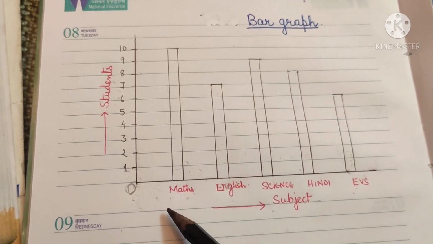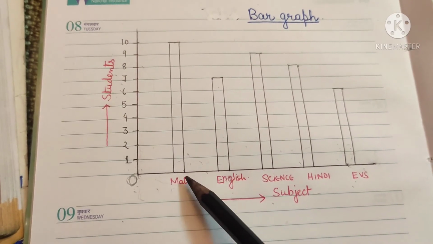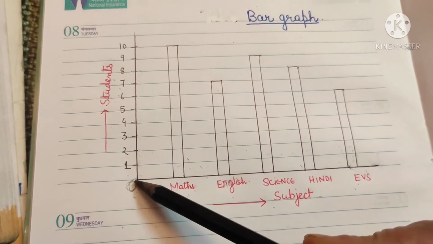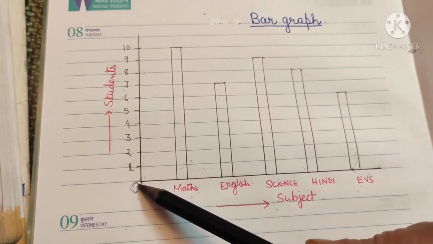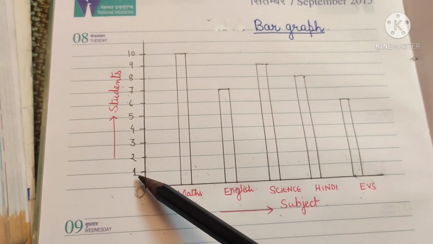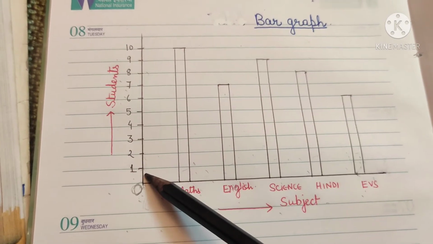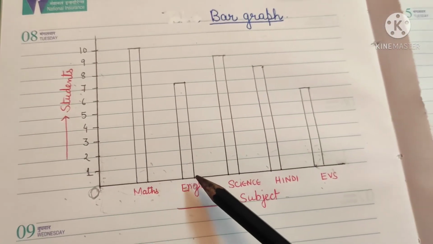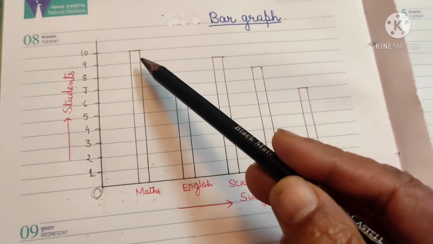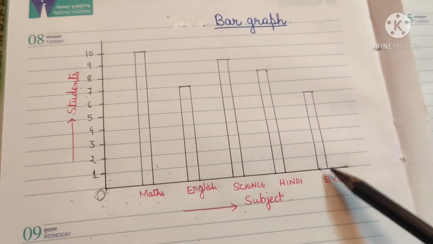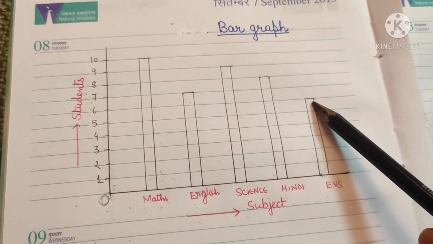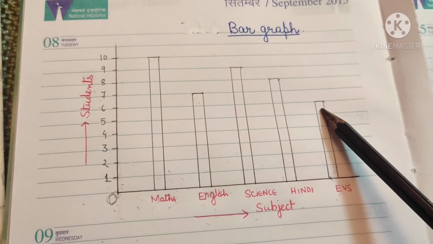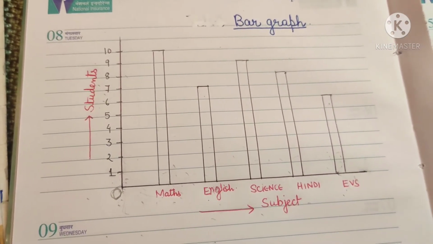Children, I have chosen an appropriate scale to draw this bar graph. Here you can see the distance between these two lines is marked as 1 student. And from this bar graph you can easily draw the conclusion that maths is the favorite subject and the least favorite subject is EVS, and out of 40 children 6 children like EVS. Children, hope you all have understood this bar graph.